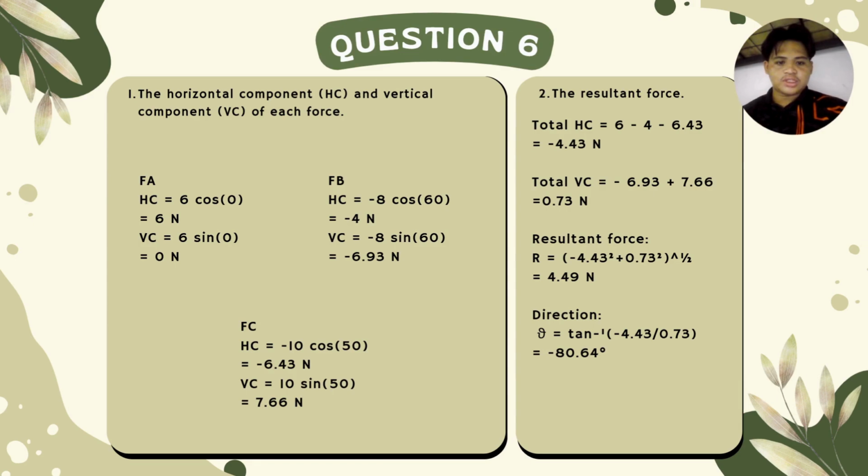For the resultant force, first we calculate the total horizontal component, which is negative 4.42 Newton, and the total vertical component, which is 0.73 Newton. For the resultant force we take the square root of negative 4.43 squared plus 0.73 squared. So we get 4.49 Newton. For the direction, we get negative 80.64 degrees.